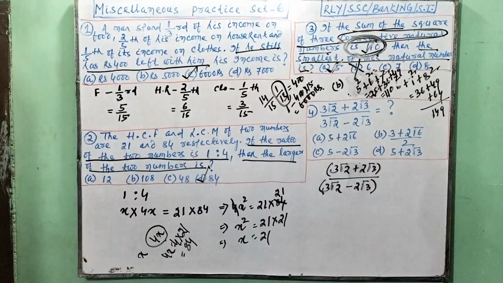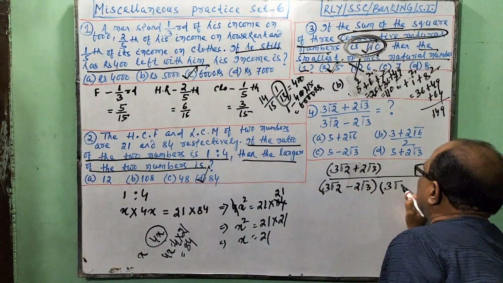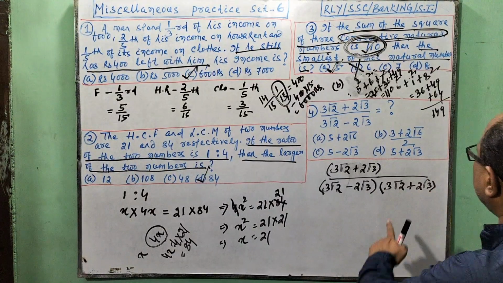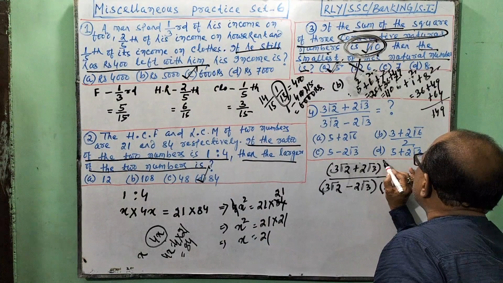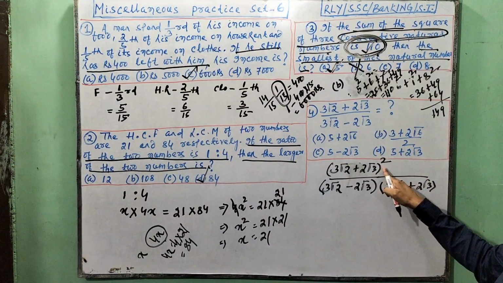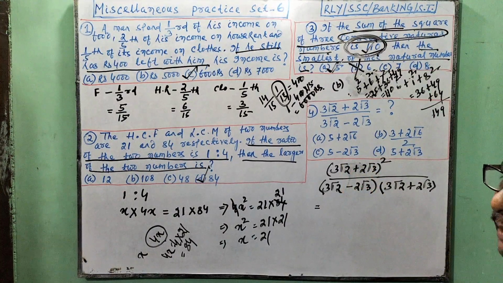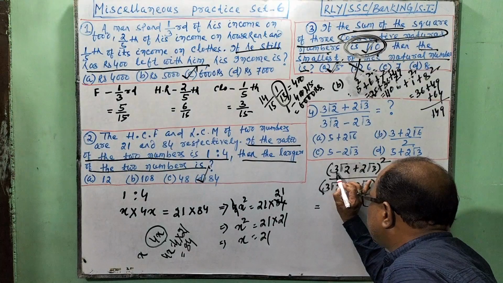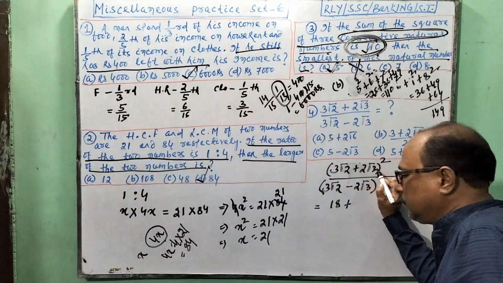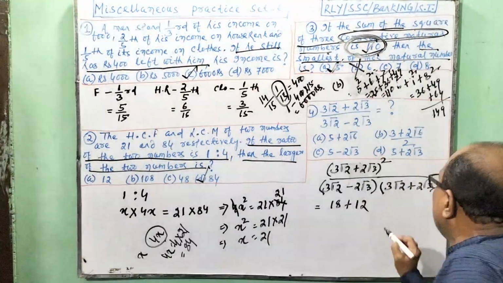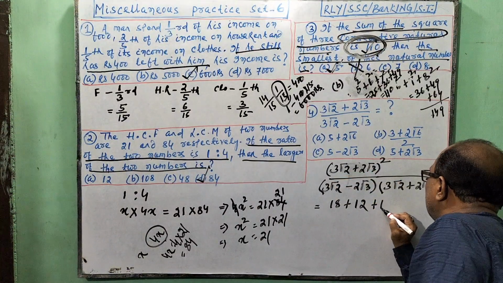Always remember, if it is minus, you multiply by the same number with plus. So multiply the denominator by 3 root 2 plus 2 root 3, and I must multiply the numerator with it too. So the numerator is the square of (a plus b), which is a squared plus b squared plus 2ab. a squared is 3 root 2 squared, 18, b squared is 2 root 3 squared, 12, and 2ab is 2 into 3 root 2 into 2 root 3, which is 12 root 6.